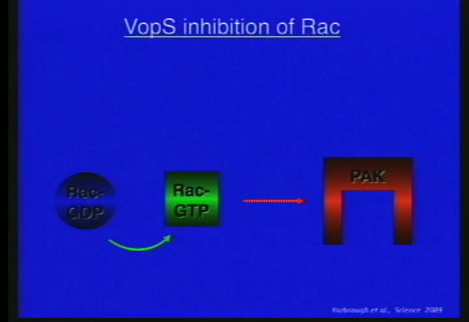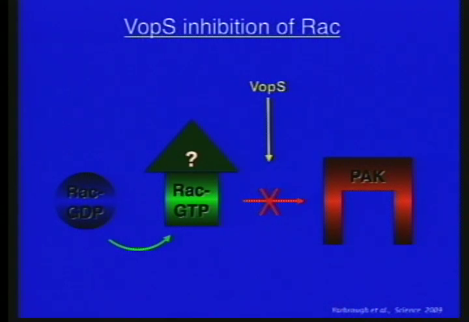But what we discovered is that during an infection, VopS is injected into cells, and it targets these little G proteins, and it inactivates them, and it does something to them. So now the key can no longer fit in the lock. Okay, so something has happened to this system.